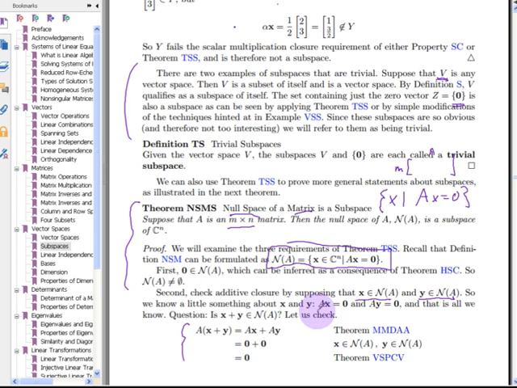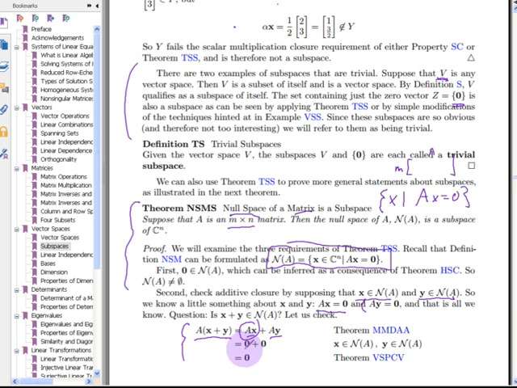Okay? So what does it mean that x is in the null space? It means that Ax is equal to 0. What does it mean that y is in the null space? That means Ay is equal to 0. What do we want to show? We want to show that x plus y is in the null space. So let's check that A times (x plus y) is equal to 0. So let's start out with A times (x plus y). Well, we can use distributivity of matrix multiplication and break this up into Ax plus Ay.